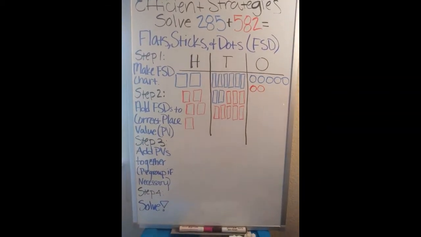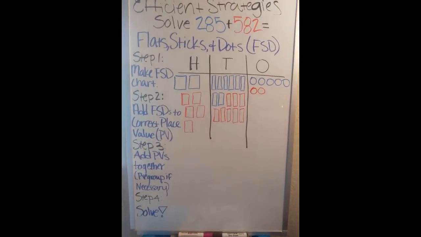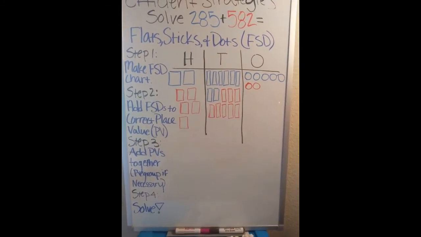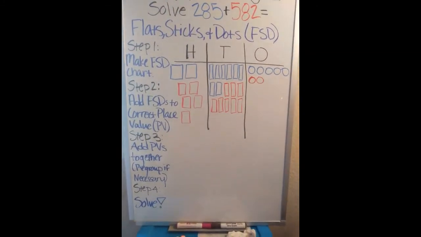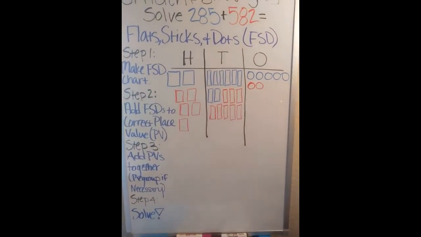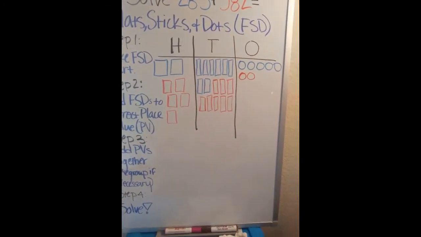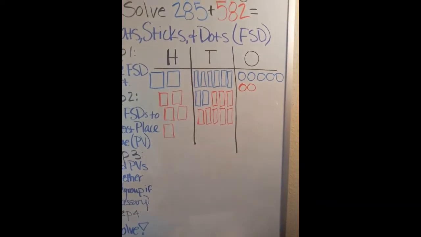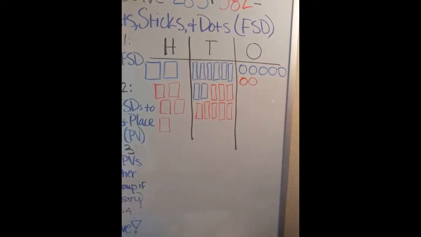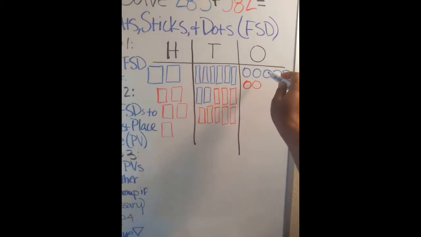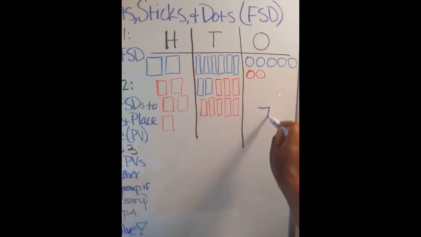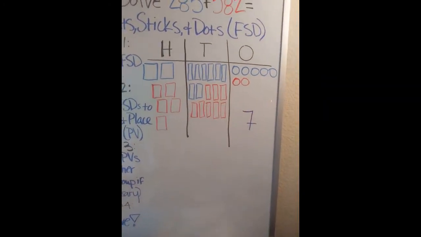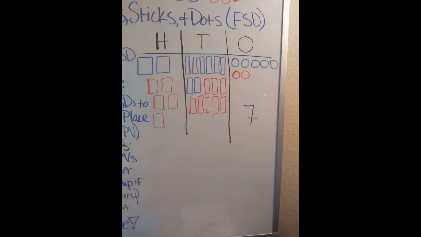So with step 3, our job is to add each individual place value, all of those values together that are in that same column, and continue all the way down the line, all the way to the hundreds place. So our first step is starting with the ones, counting all of the ones in that first column. We'll do it together. 1, 2, 3, 4, 5, 6, 7 ones. There are 7 ones in our ones column for our flat sticks and dots chart.